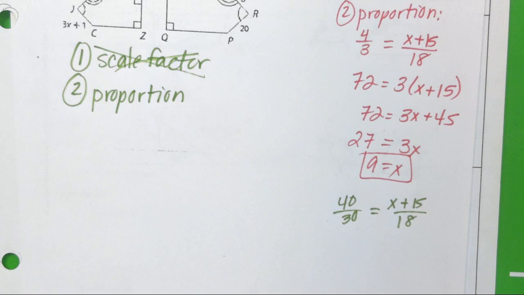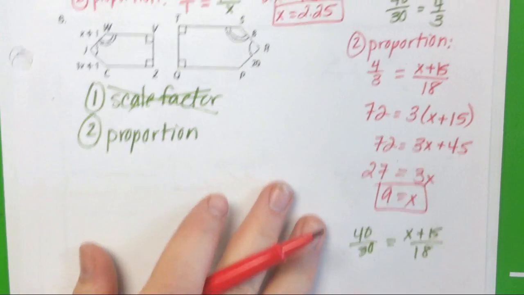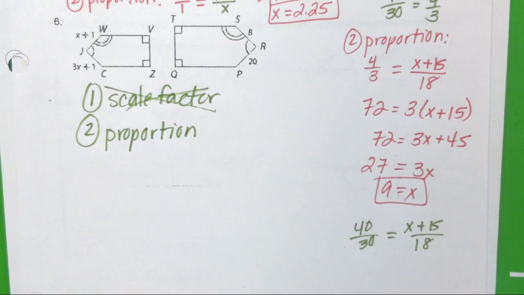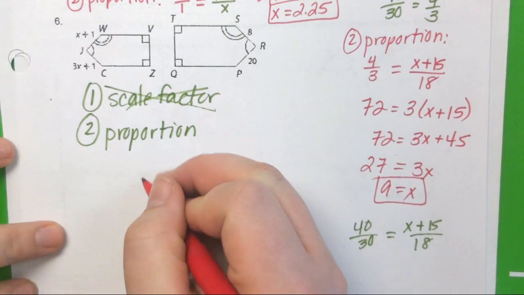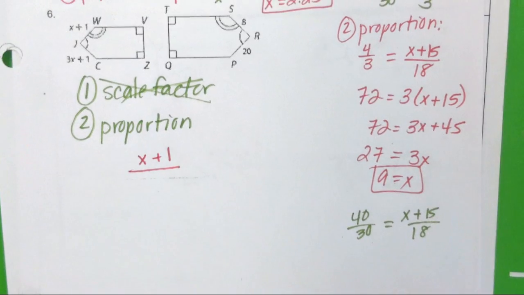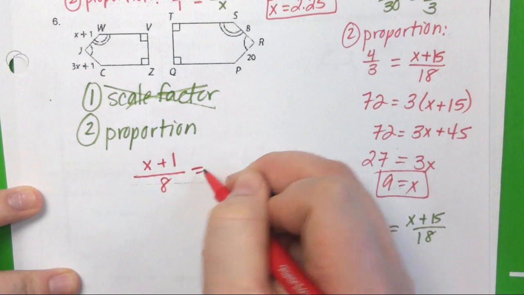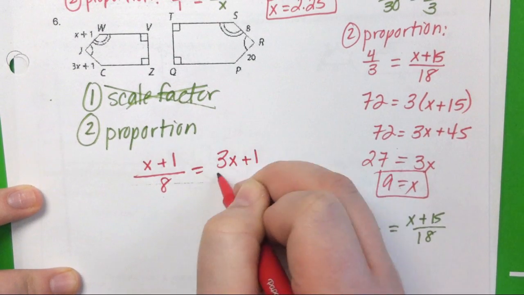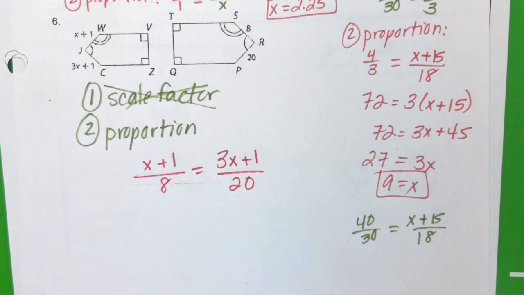Okay, let me set up this proportion and then I want to look at that. Somebody help me set up this proportion. If I do x plus 1 in the numerator, what number from the other thing needs to go in the denominator? 8. Thank you. If I do 3x plus 1 in the numerator, I need to put 20 in the denominator.